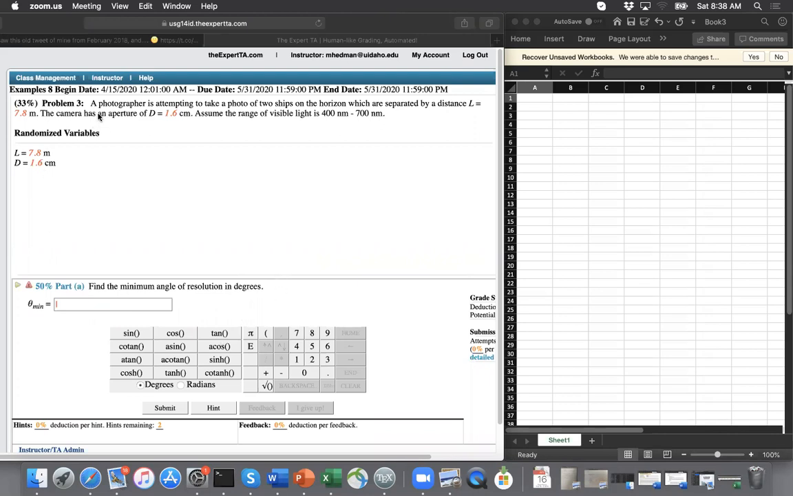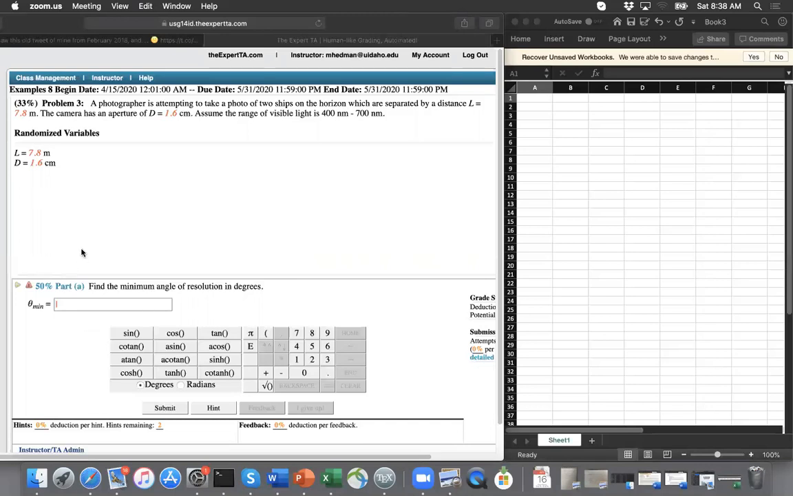So the problem is stated like this. A photographer is attempting to take a photo of two ships on the horizon which are separated by a distance L equals 7.8 meters. The camera has an aperture of D equals 1.6 centimeters. Assume the range of visible light is 400 nanometers to 700 nanometers. Here are the randomized variables, the distance between the two boats, and the aperture of the camera. The first part is find the minimum angle of resolution in degrees.